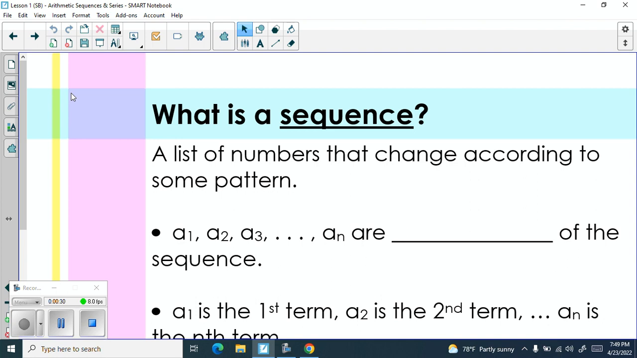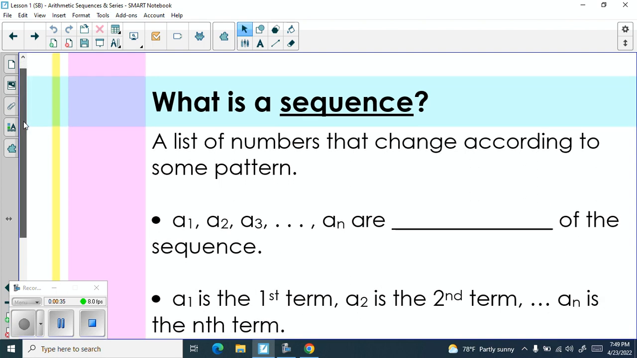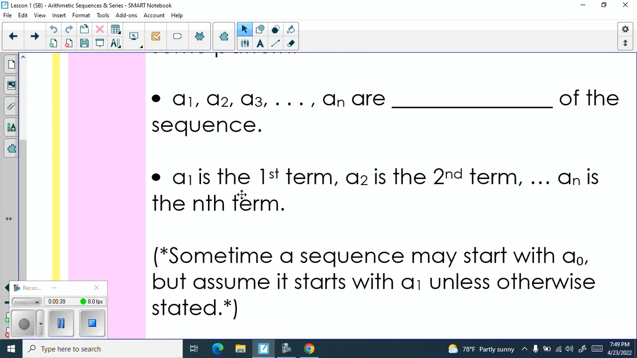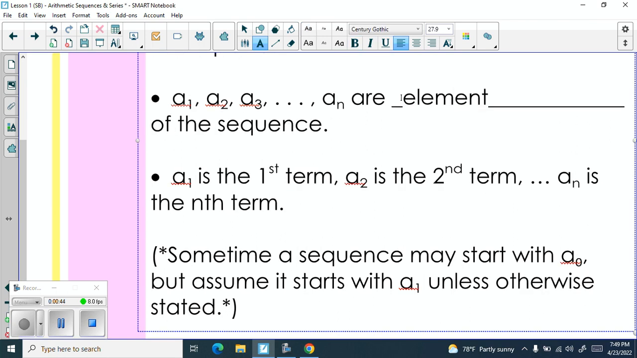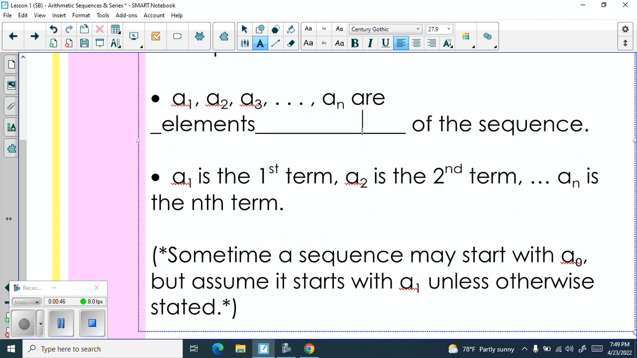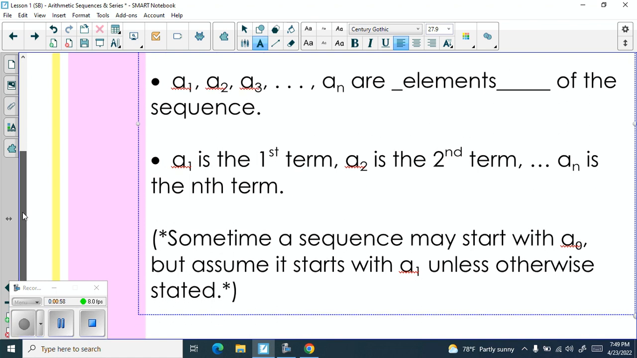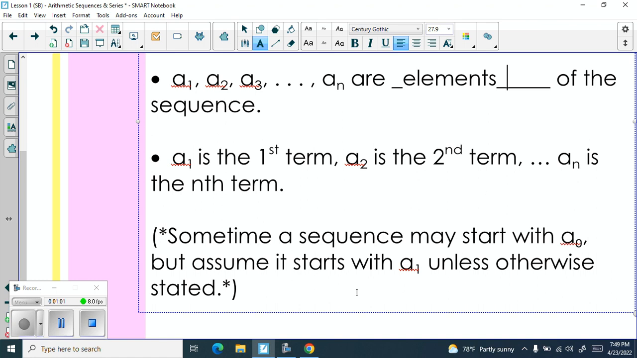So first things first, what is a sequence? Well, a sequence is just a list of numbers that change according to some pattern. So you're going to have a sub 1, a sub 2, a sub 3, all the way to a sub n, and those are called elements of your sequence. A sub 1 is the first term, a sub 2 is the second term, a sub n is the nth term. Sometimes a sequence may start with a sub 0, but we're going to assume it starts with a sub 1 unless it's otherwise stated.